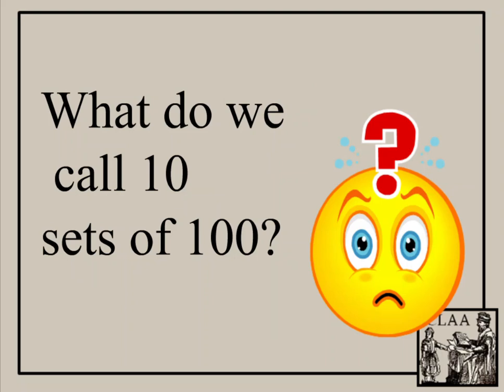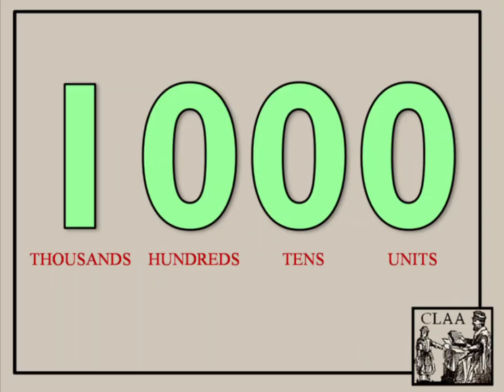We know that 300 is 3 sets of 100, and 700 is 7 sets of 100. We know that 900 is 9 sets of 100. But what do we call 10 sets of 100? What is the name for the number that contains 10 sets of 100? 10 sets of 100 is called 1,000. 1,000 contains 10 sets of 100.